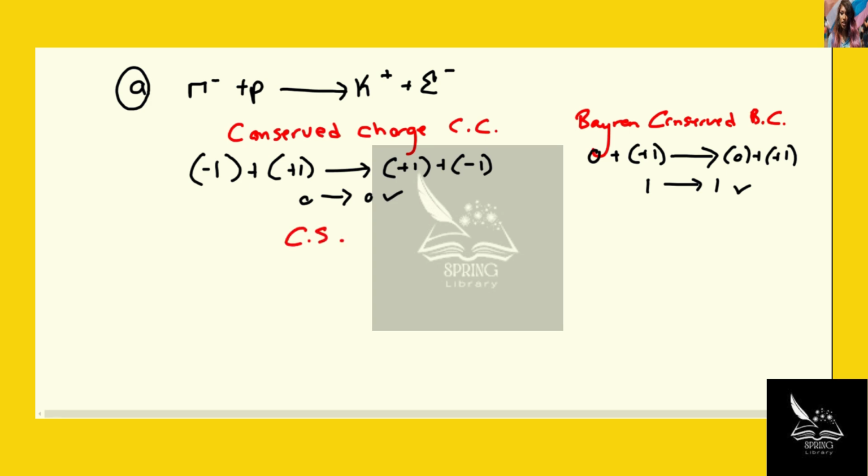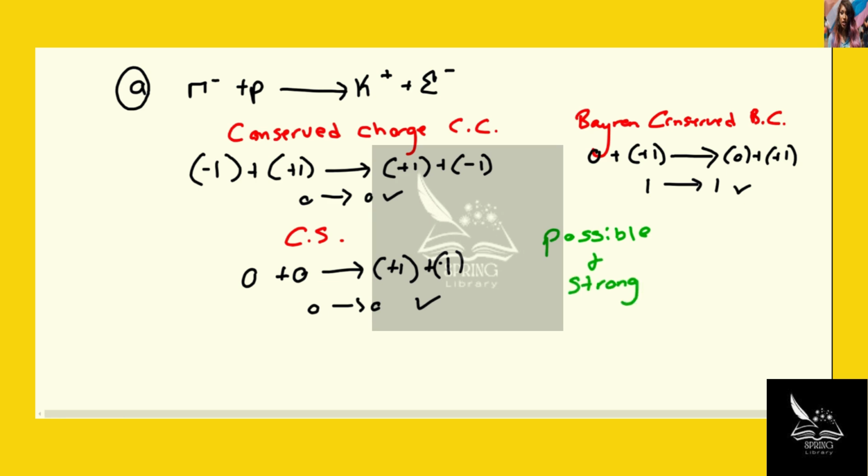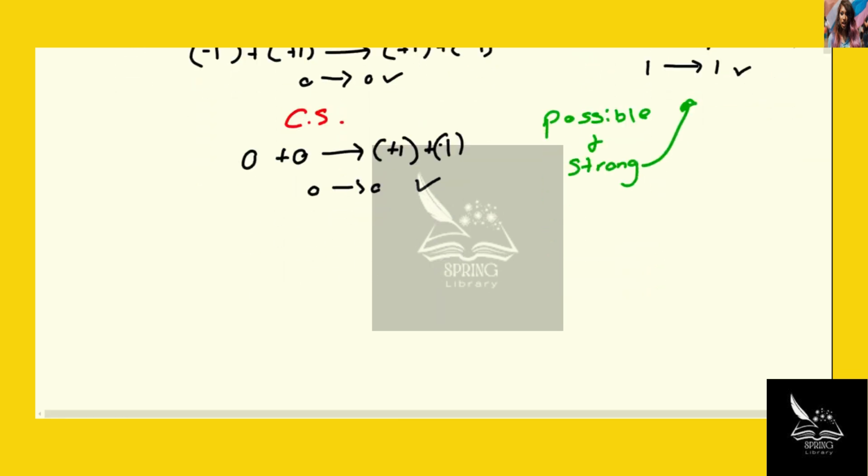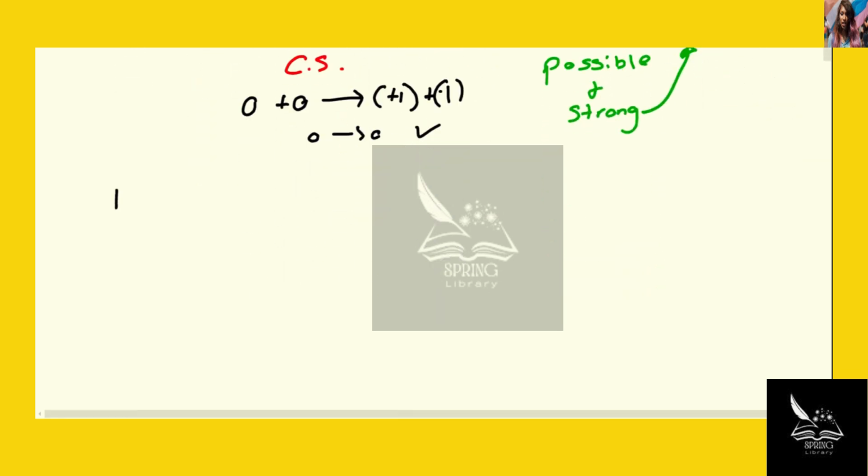Now we need to look at the strangeness, which is going to be CS. It looks like we have 0 plus 0 on one side, and plus 1 minus 1, actually, on the other. So it's going to be 0 to 0. So that checks out, and this means that it is possible. And it's strong because of the baryon.